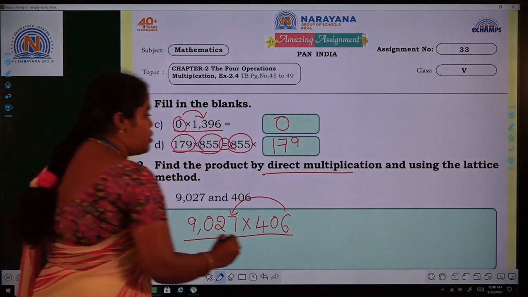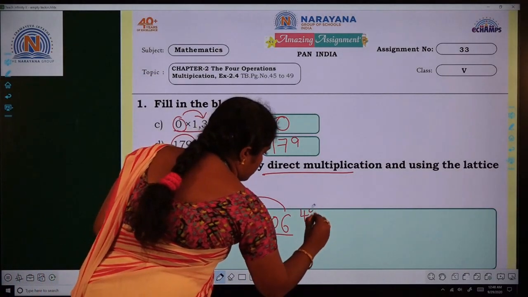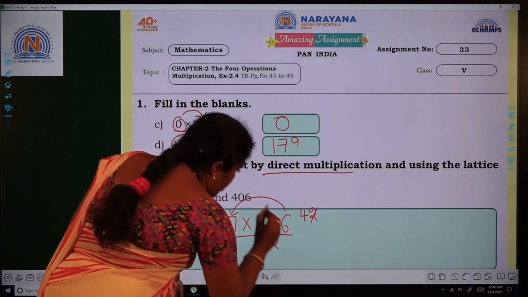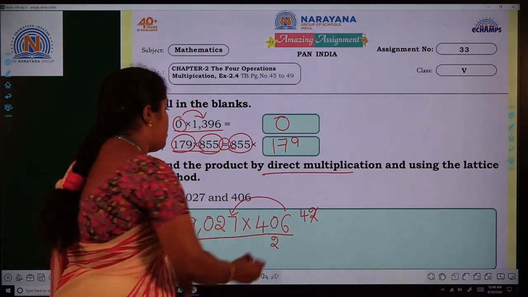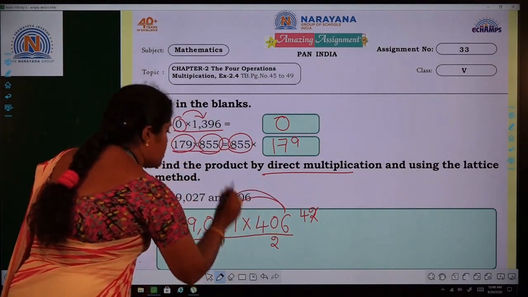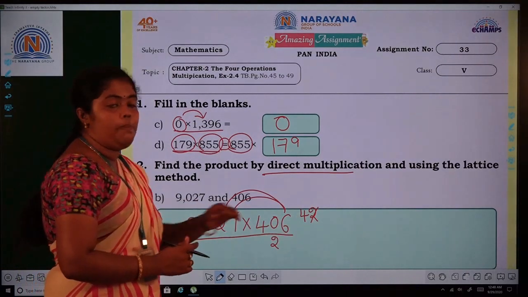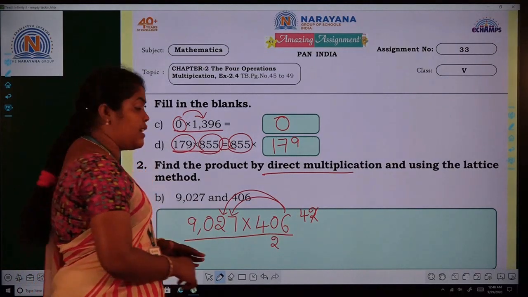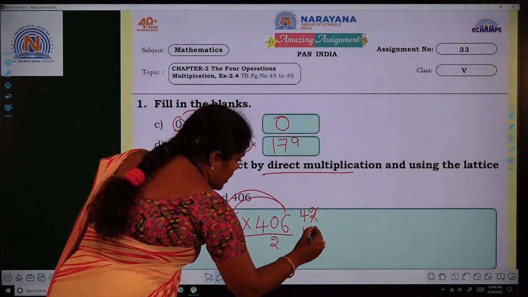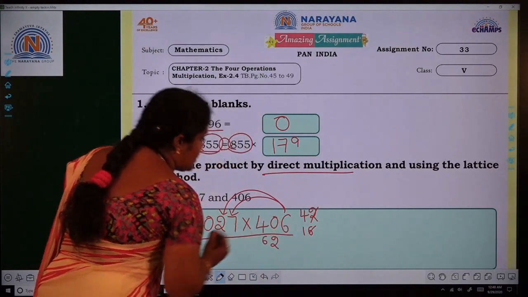7 6s are 42, and 4 is the carry over number. Next 6 2s are 12, and 12 plus 4, 12 plus 4 is 16. 6 we have to write it down and 1 is the carry over number.